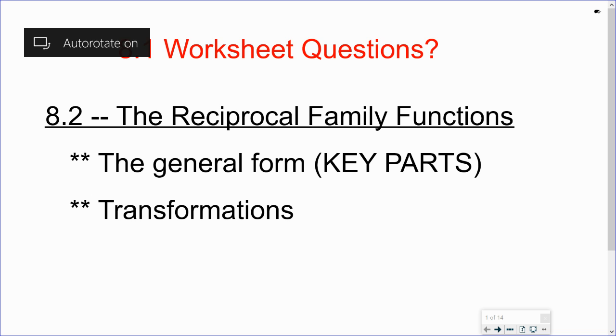Okay, here we go with today's assignment. This is the Friday right before the long weekend, or Thursday right before the long weekend. So we're going to do the reciprocal families, and we're going to look at what happens with this.